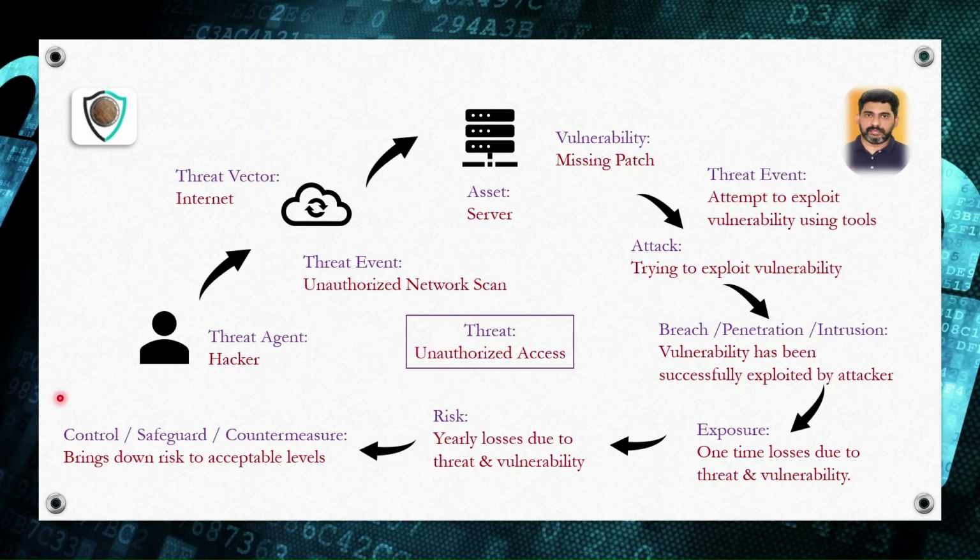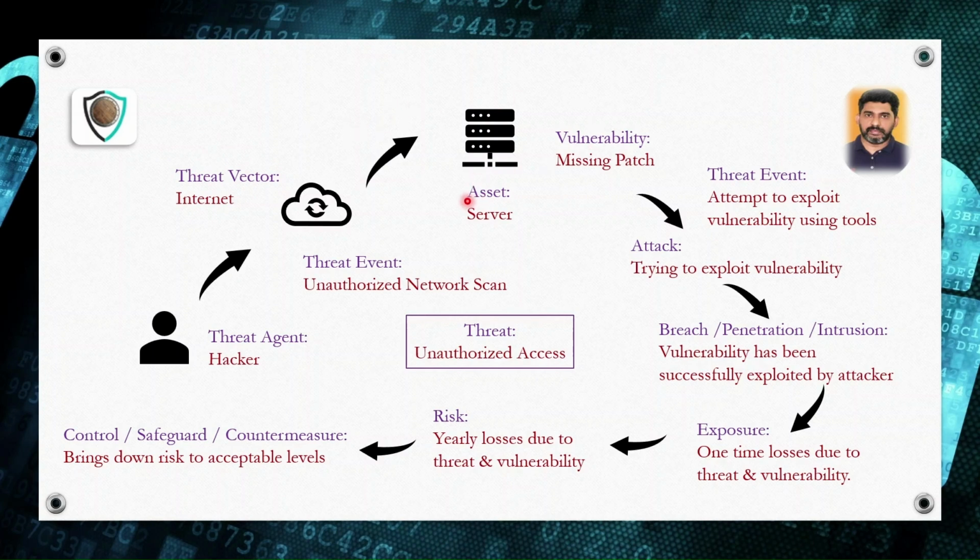Now, threat always originates from a threat agent or a threat source. In this example, we have taken the hacker as the threat agent, and through the internet, the hacker is doing an unauthorized scanning of the asset, which is our server. So, the unauthorized scan of the server network is the threat event in this case, and the medium through which the threat is materializing, that is the internet, that is the threat vector.